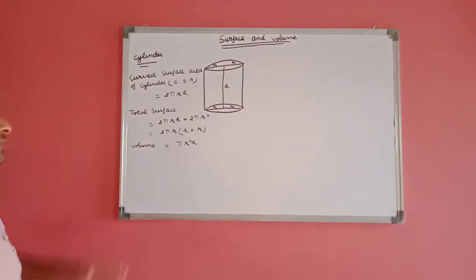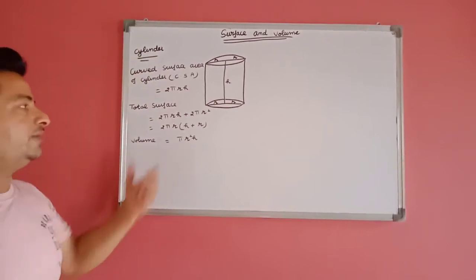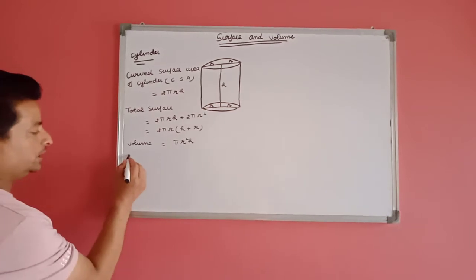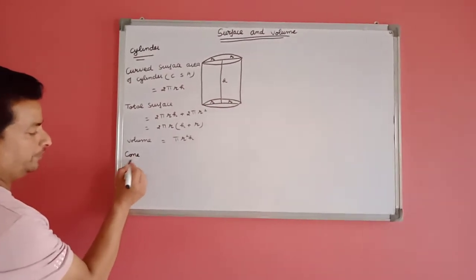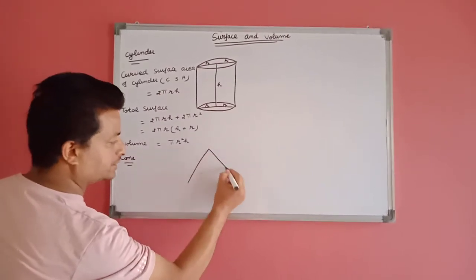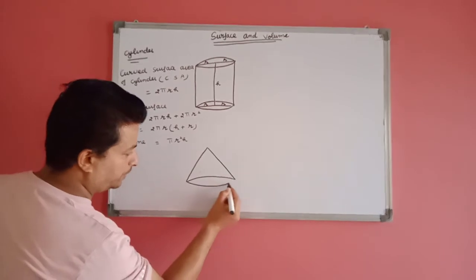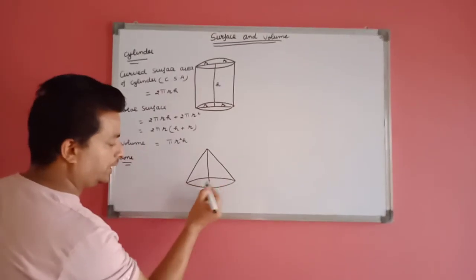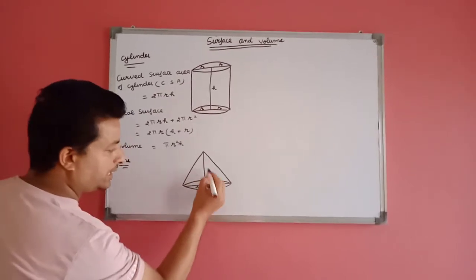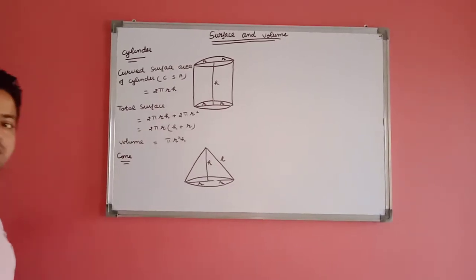We take area as centimeter square or meter square and volume as centimeter cube or meter cube. The second one is cone. The shape of cone is like this. This is cone, in which r is the radius, h is the height and l is the slant height.